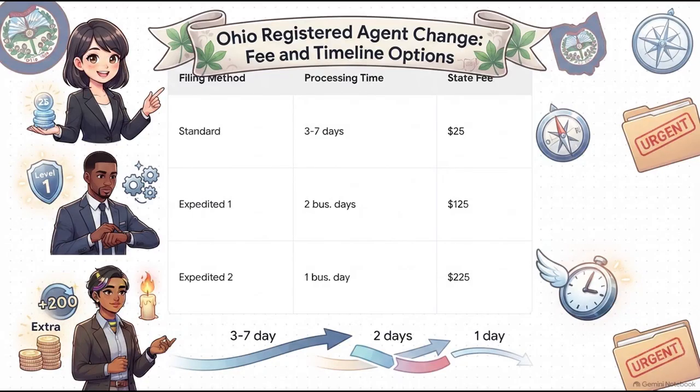Let's talk numbers and timelines. The standard filing fee set by the Ohio Revised Code is a very reasonable $25 if you go the standard route. You're looking at a processing time of roughly 3 to 7 days. But if you're in an urgent bind, let's say you just realized your previous agent resigned and the clock is ticking, Ohio offers some tiered expedited options. For an extra $100, Level 1 processing gets it done in 2 business days. And for an extra $200, Level 2 processing pushes it through in just 1 single business day.